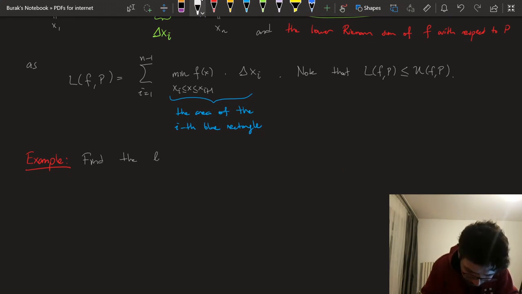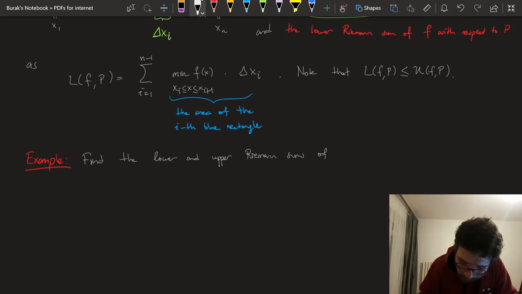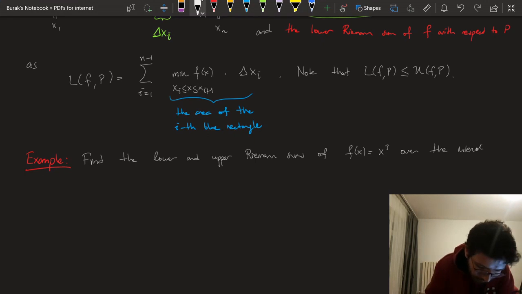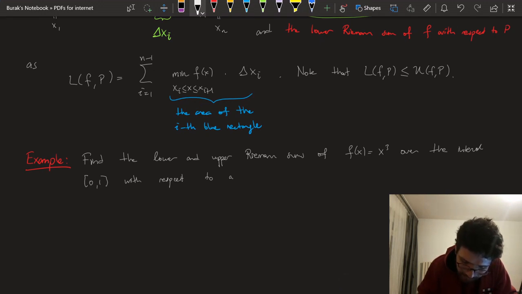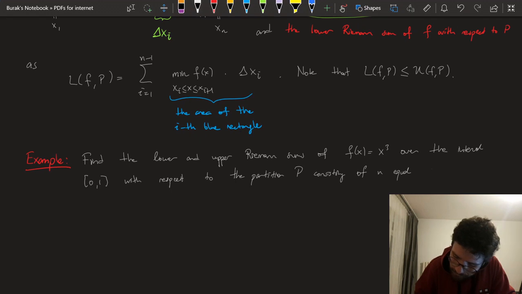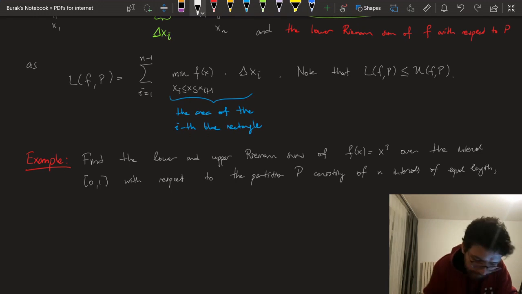Okay, so find the lower and upper Riemann sums of f of x equals x cubed over the interval 0, 1 with respect to the partition P consisting of n equal intervals, that is, intervals of equal length.